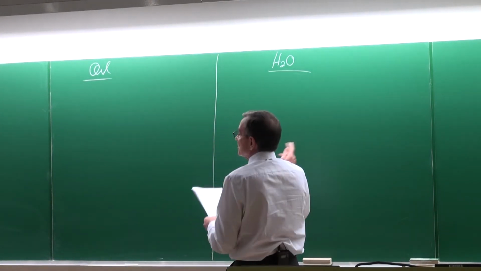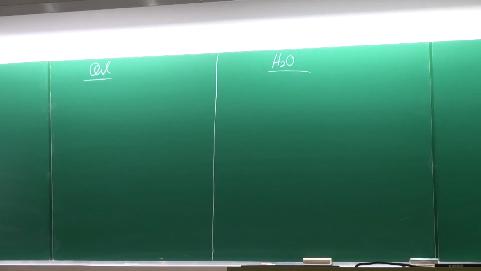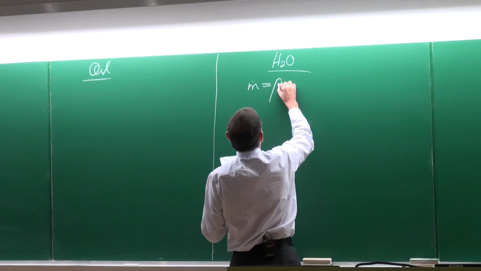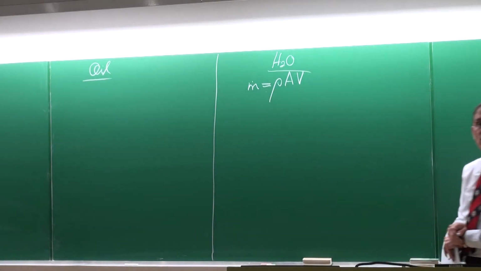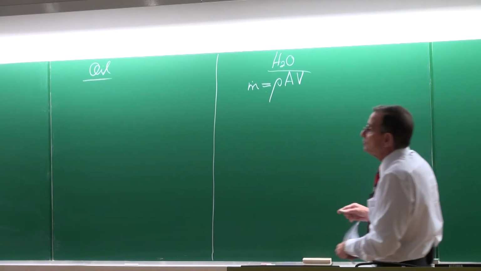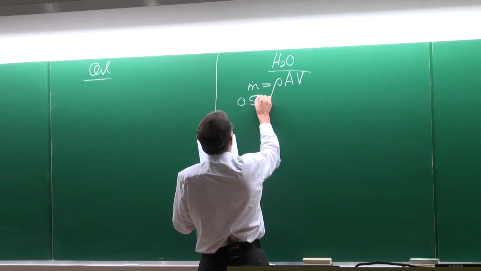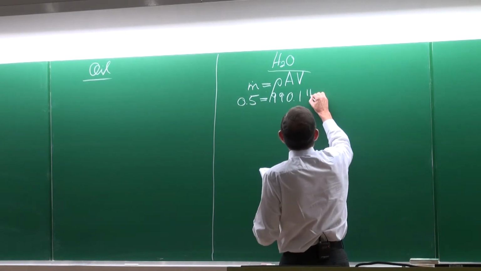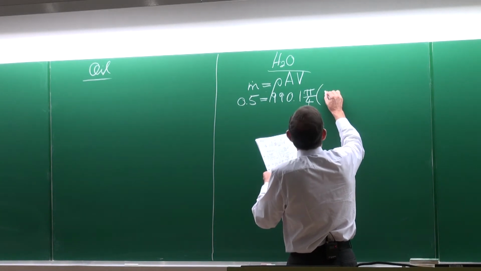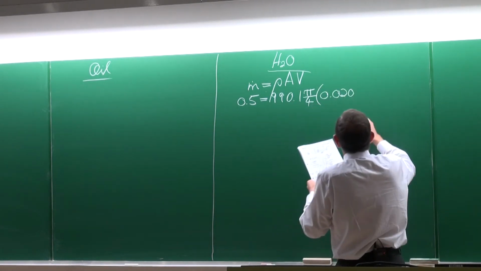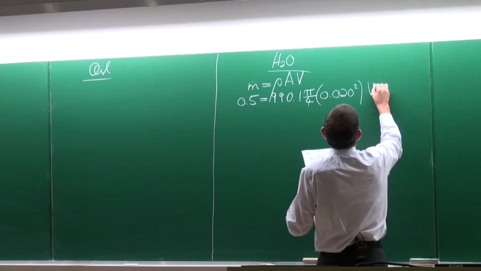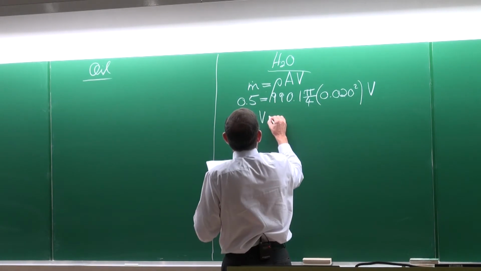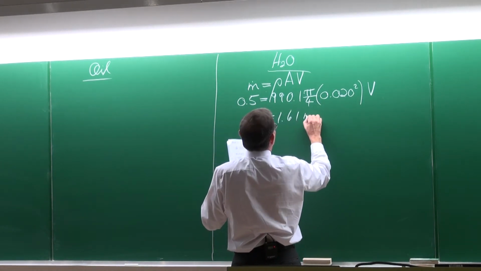Now let's start with the water side. Of course, the water is just a circular tube, and we can start by saying that the mass flow rate is given as equal to rho A V. The mass flow rate of the water was given as 0.5. The density of the water is 990.1. The cross-sectional area through which the water flows is pi divided by 4 multiplied by 0.020 squared, multiplied by the velocity. From here, we can calculate the velocity as 1.61 meters per second.